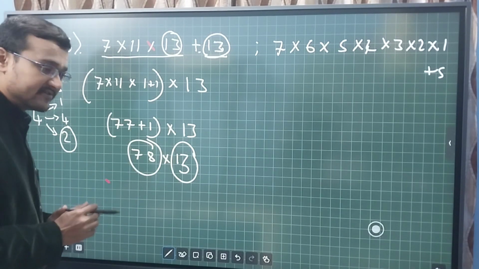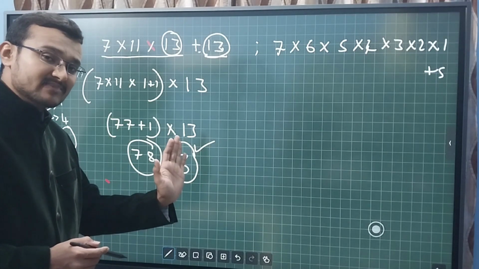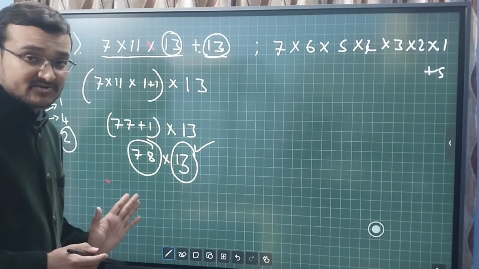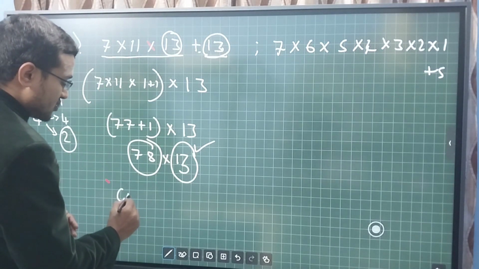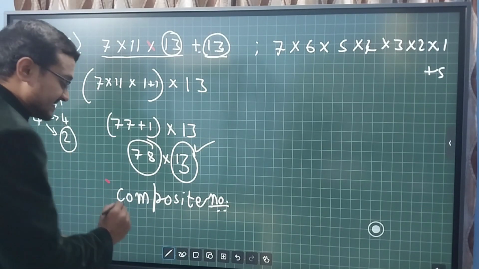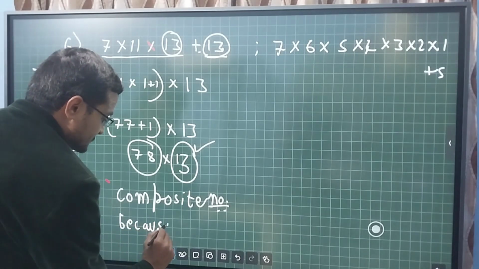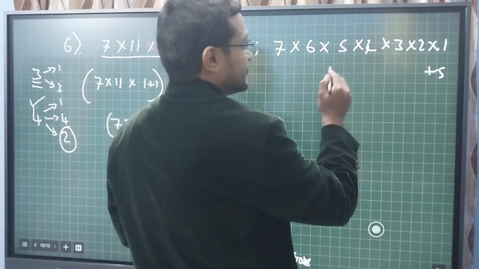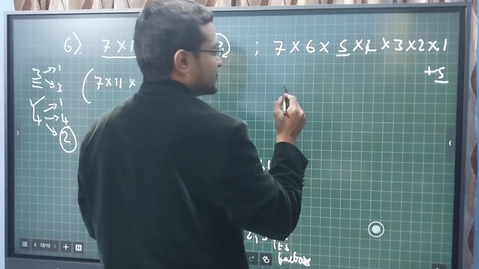So here also, if you do 78 into 13, 13 is a prime number which is a factor of that big number which you will get when you multiply 78 into 13. So that means this particular number is a composite number. Why? Because it has 13 as its factor. Now if you see this particular number, here 5 is there, here also 5 is there. So you can just take 5 common outside.